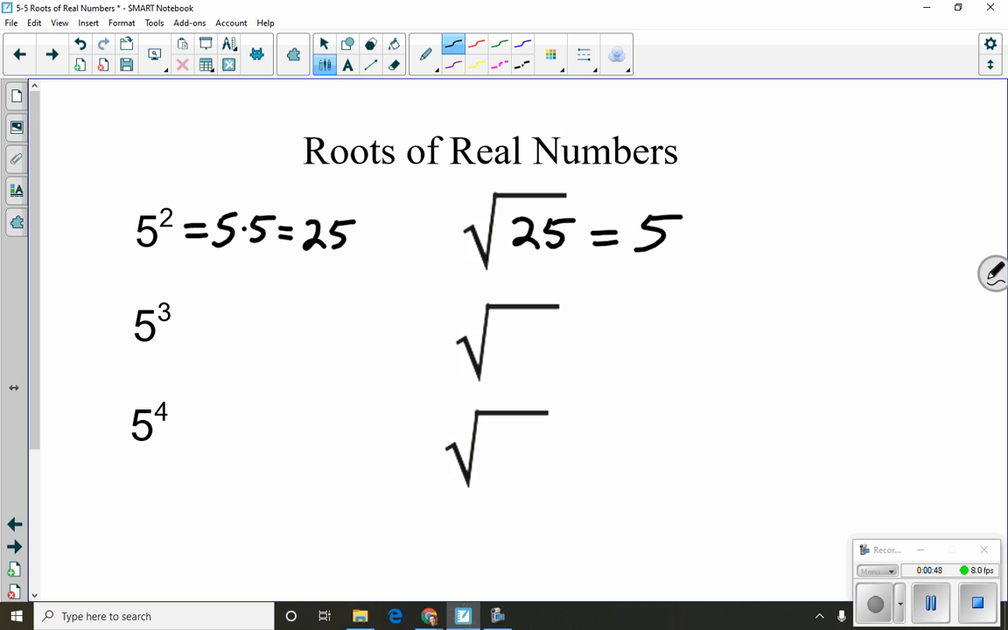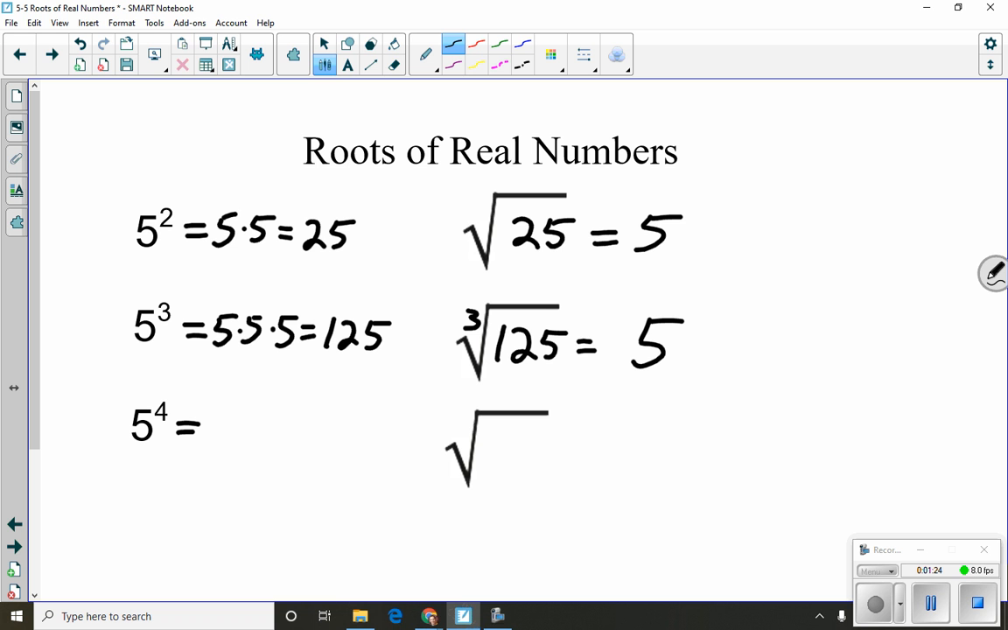So then if I have 5 cubed, that being 5 times 5 times 5, we know that is 125. Then to go backwards, with a cube root, we're still going to use the same sign, but we're going to put a little 3 up here, and that is called the index. The index means what 3 things multiplied together equals 125. And so we can say, well, we know that 5 times itself 3 times makes 125, so the cube root of 125 must be 5.